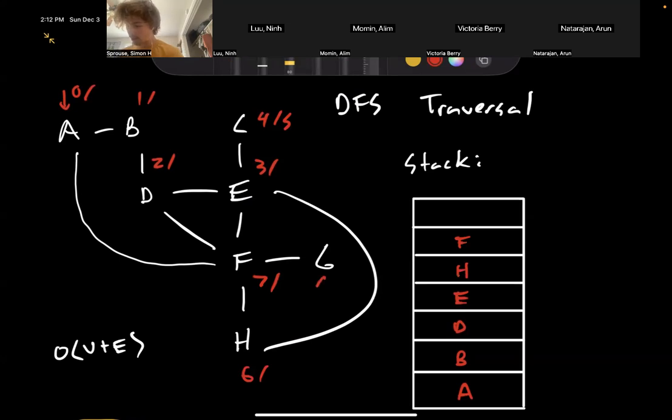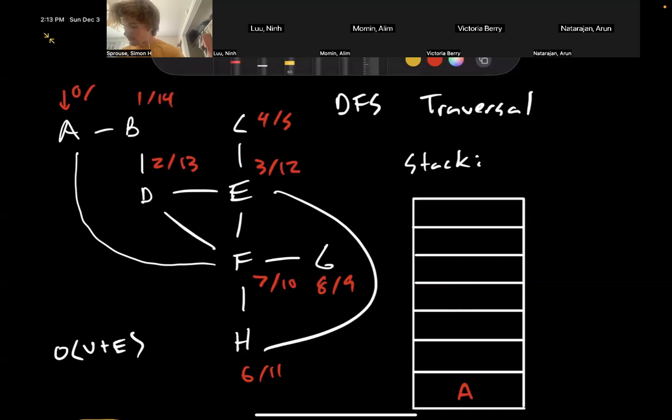F can find G. G terminates, so we remove it from the stack. Now F is the next thing on the stack. We've seen all of its children, so we can terminate that and say that this is 10. H is now the next thing on the stack. We've seen all of its children, so we're going to call that 11. Now we're back at E. We're going to remove E from the stack, and we're going to call that 12. We're going to remove D from the stack. I'm going to call that 13, and then 14 and 15.